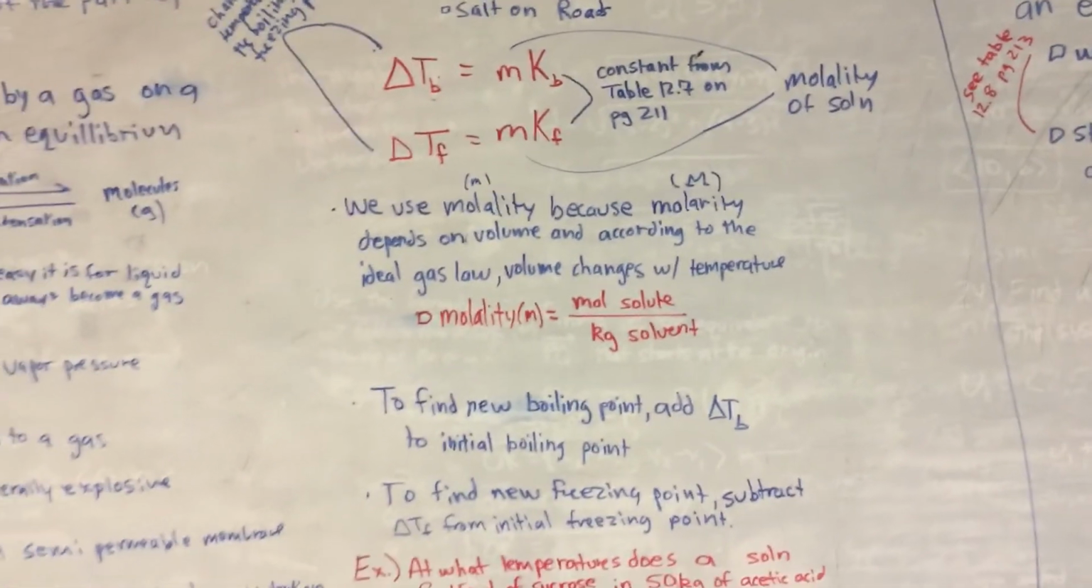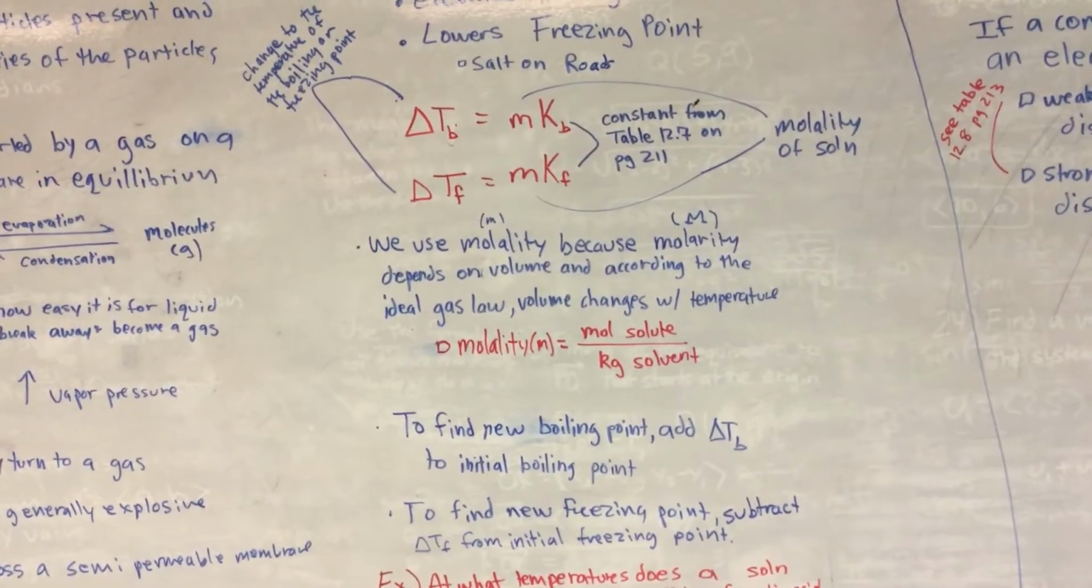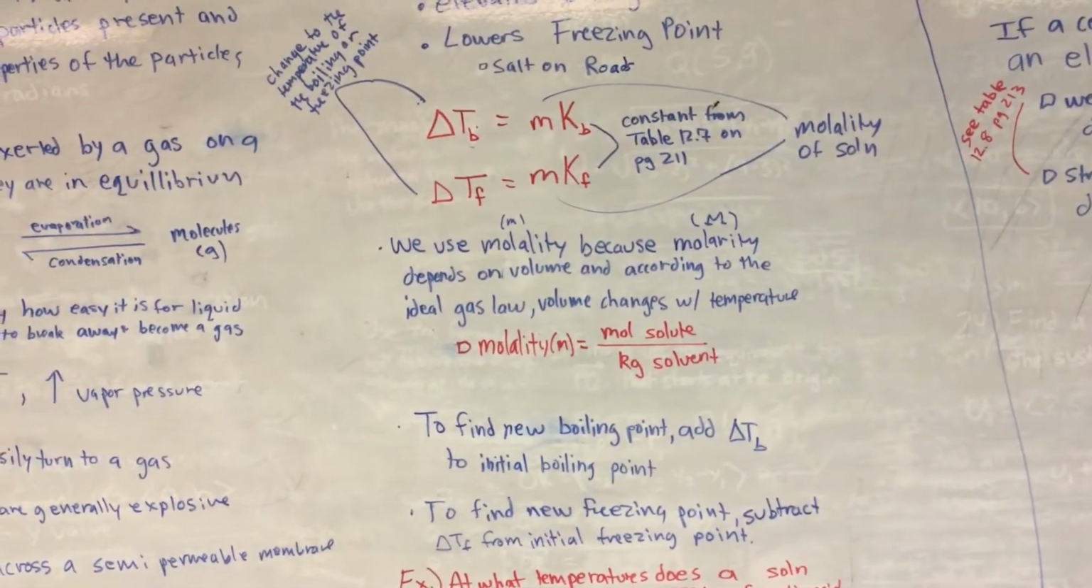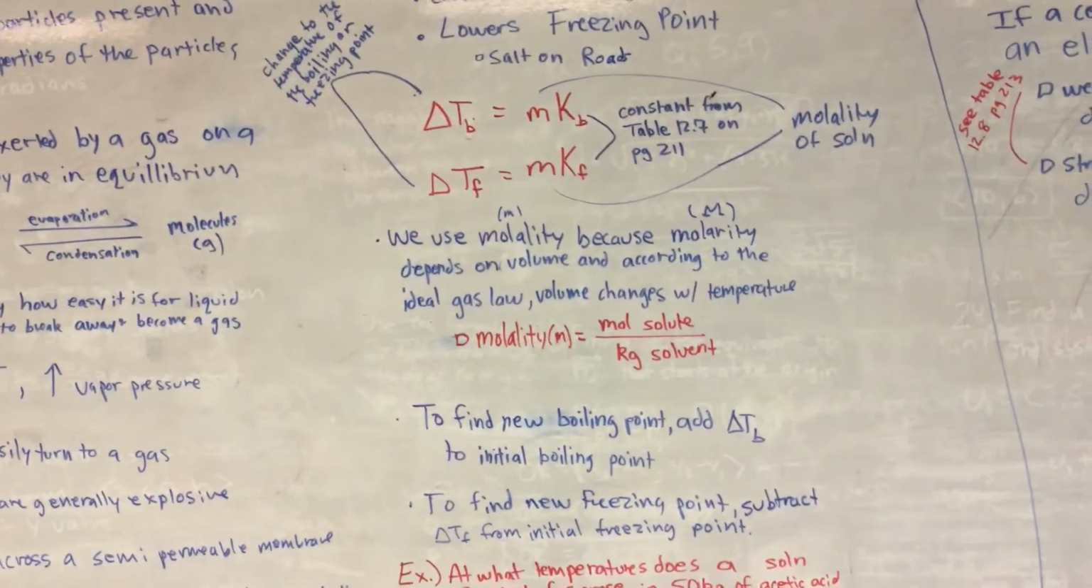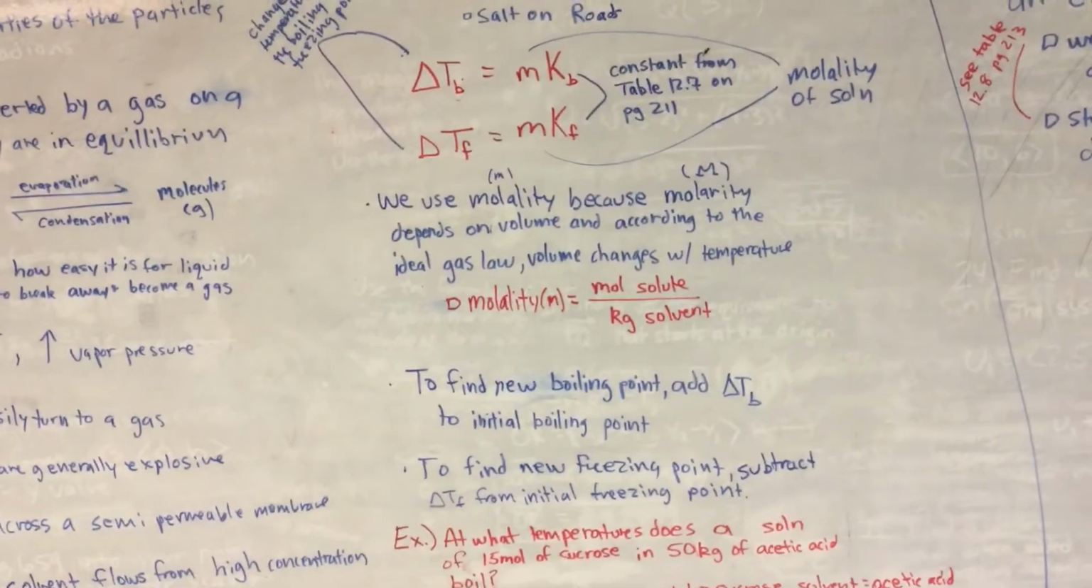Okay? So, to find the new boiling point, we add the delta Tb to the initial boiling point. You'll find the initial boiling point in the same table on page 211. Freezing point is very similar, except we subtract instead of adding.